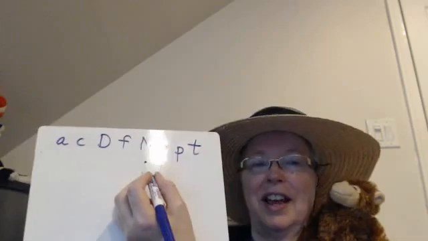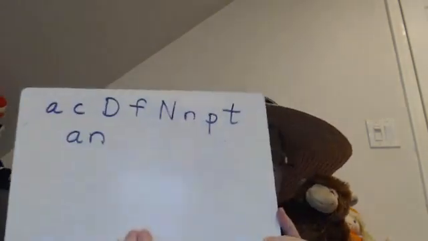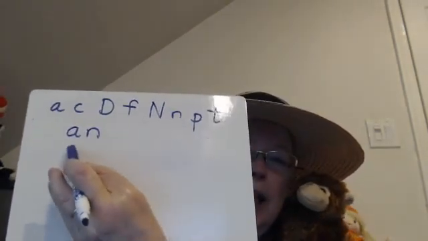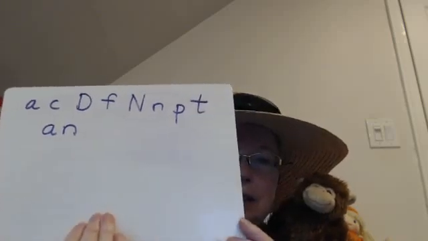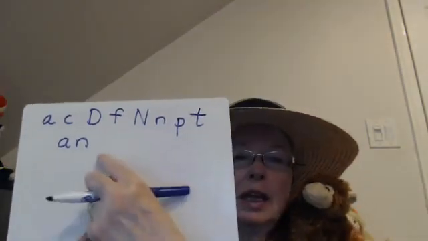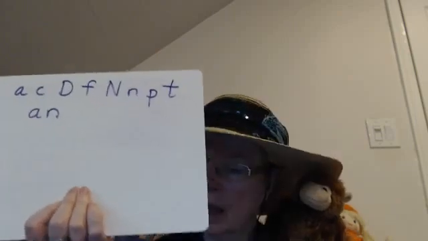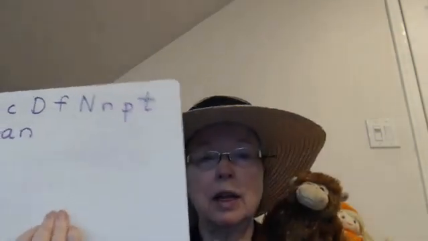Let's start with A and N. We put A and N together, and we get Ann. You can say the sounds with me, the words, the names, and so forth. Say them with me if you want to. All right, let's do this again. Ann.